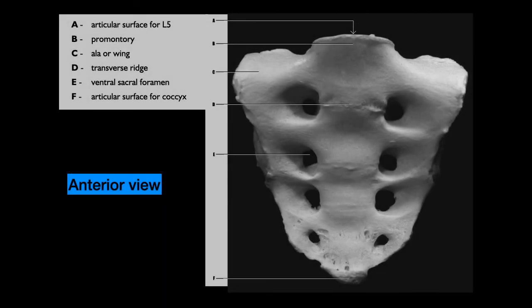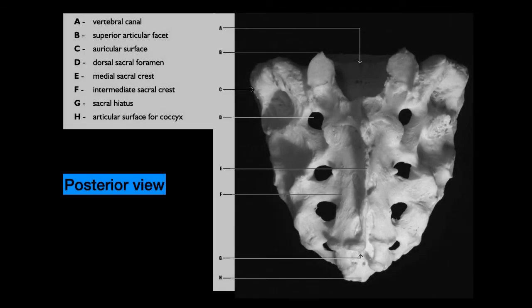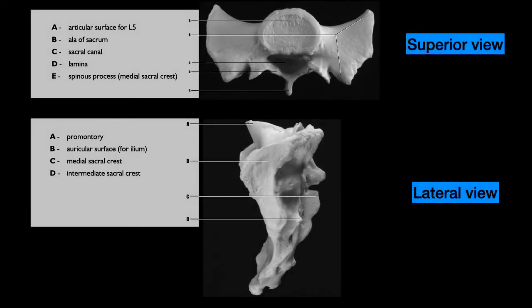Here you have an anterior view of the sacrum and a posterior view, which has more accidents because aponeurosis and some muscles attach here. Here you have a superior view and a lateral view showing the articular facets of the sacrum.